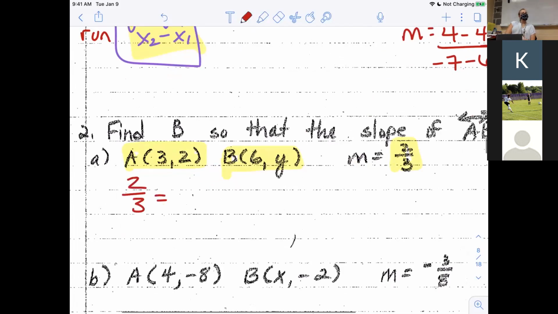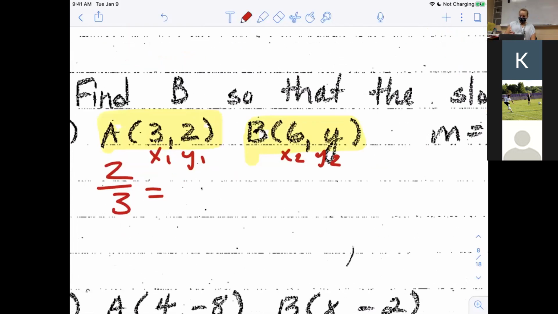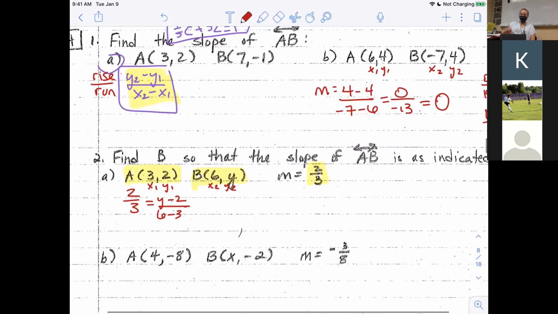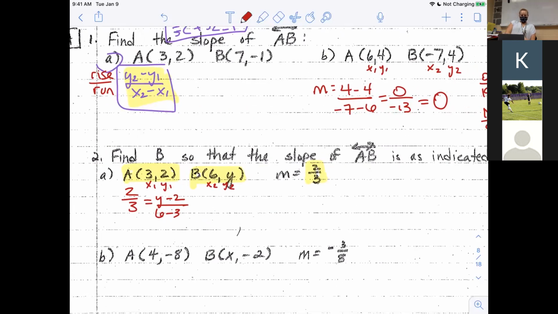And then my equation. How should I label my points? Does it really matter? No, I'm just going to go left to right. So I'm going to call this one X1, Y1, X2, Y2. There's no trick for that, and you can't do it wrong just as long as you're consistent with how you do your points. So I'm going to do Y minus 2. So that's my Y2 minus Y1. And then I'm going to do 6 minus 3 for my X2 minus X1. Then simplify as much as you can.